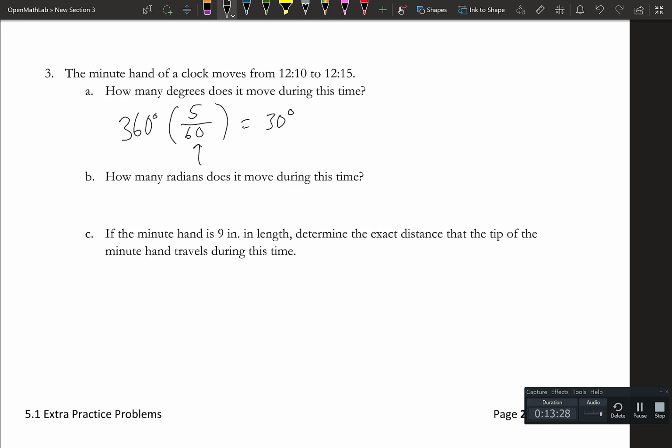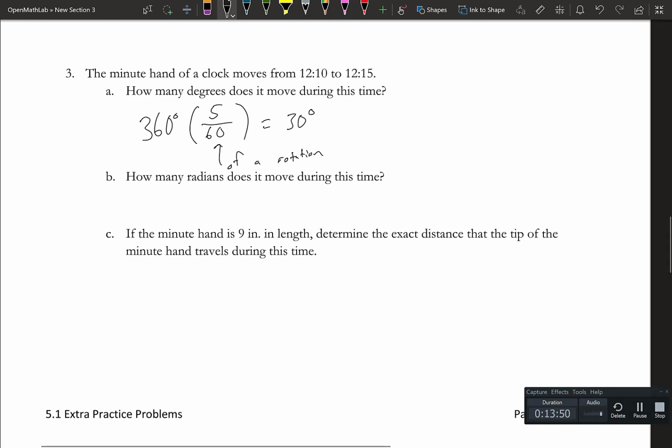So this is the part of a rotation. Part B is how many radians does this move during this time? We could do this a couple of ways. We could just take 30 degrees and convert it into radians, or you could take this same idea and just replace the 360 with 2 pi, because we're dealing with a rotation in radians now. We're still going 5/60th of a rotation.